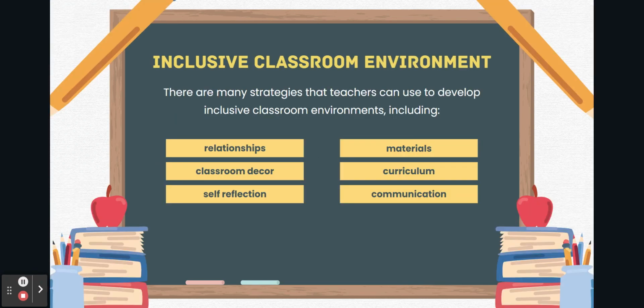So, how can educators make the classroom environment more inclusive? Some strategies include building relationships, examining materials, classroom decor, and curriculum, engaging in self reflection, and building modes of communication.